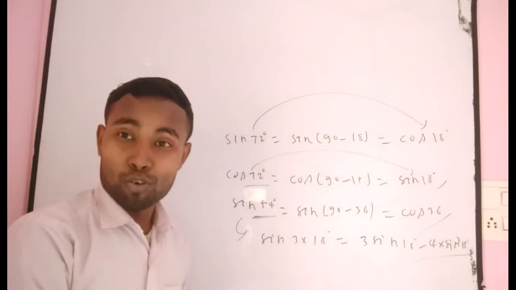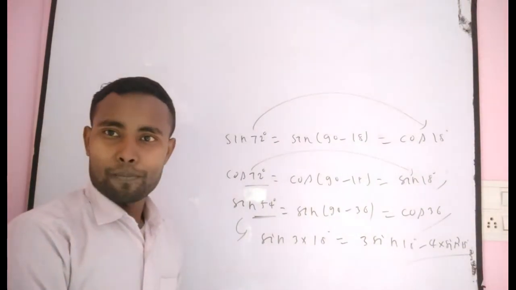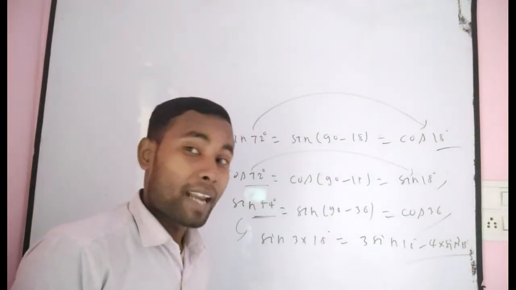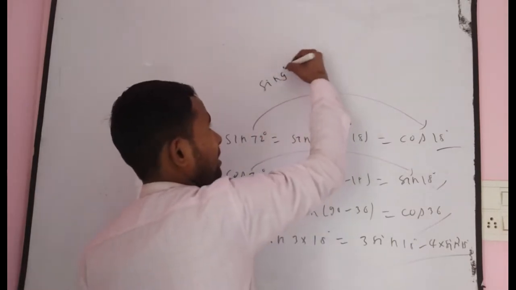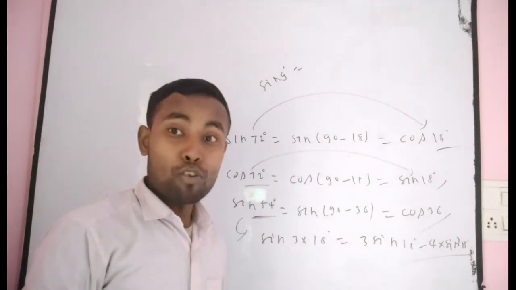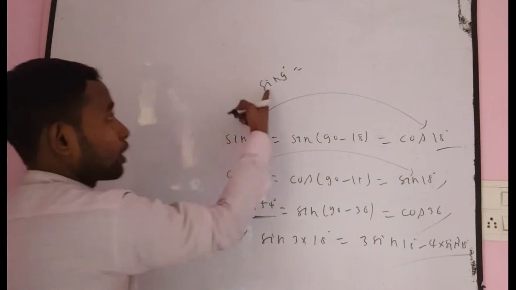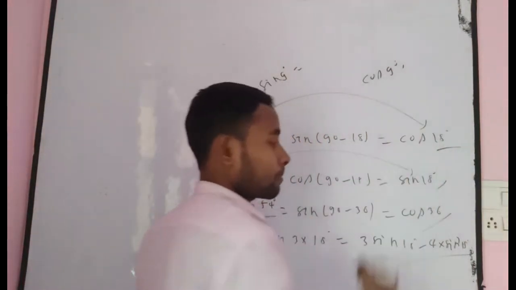Sometimes you definitely ask me, how can you find the value of sin 18 degree? Sorry, here you get 18 degree. You also try to find the value of 9 degree. How can you find sin 9 degree? You definitely try to find sin 9 degree. I want to give you some idea. Similarly, you can also find cos 9 degree.